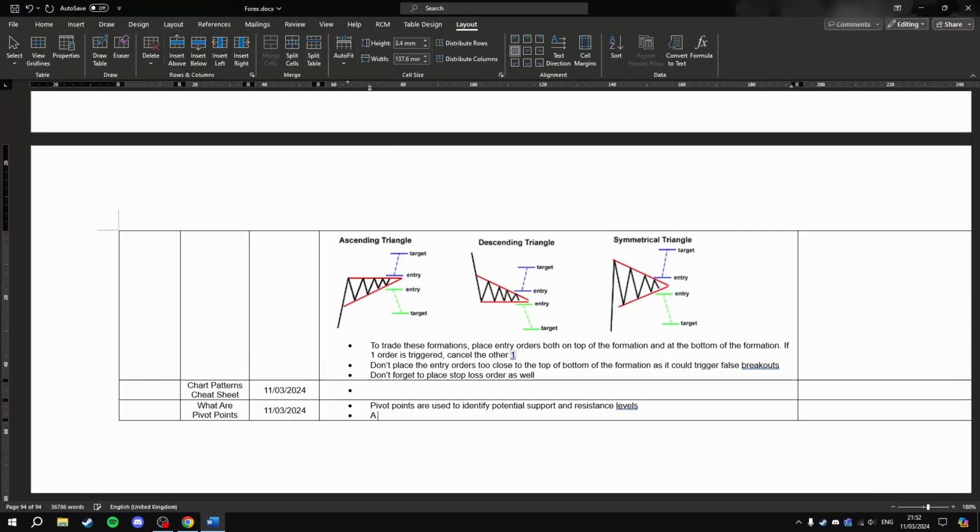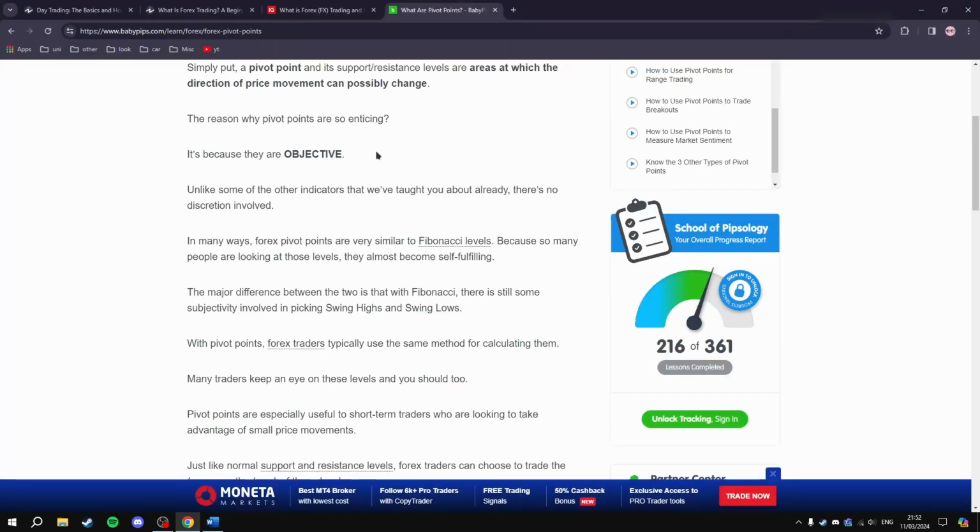So, a pivot point and its support and resistance levels are areas at which the direction of price movement can possibly change.